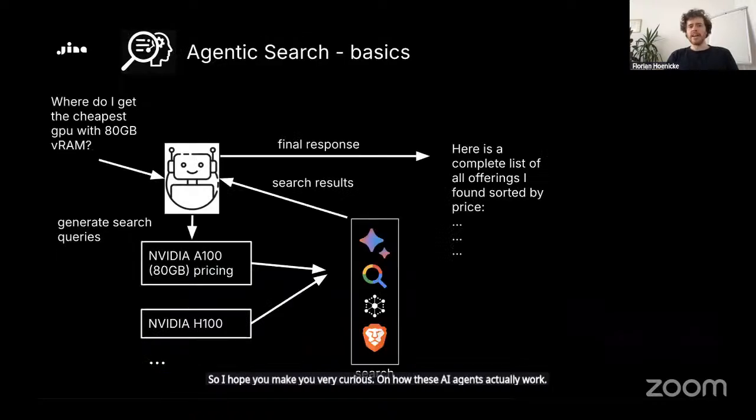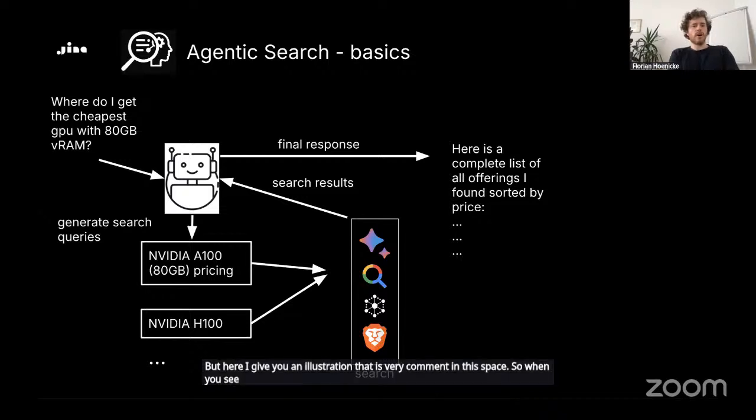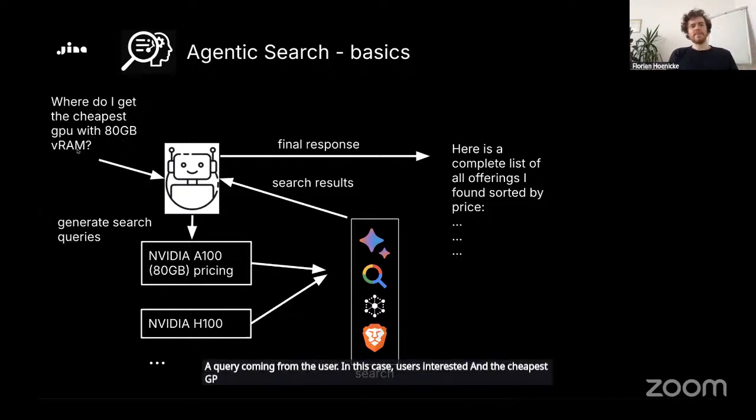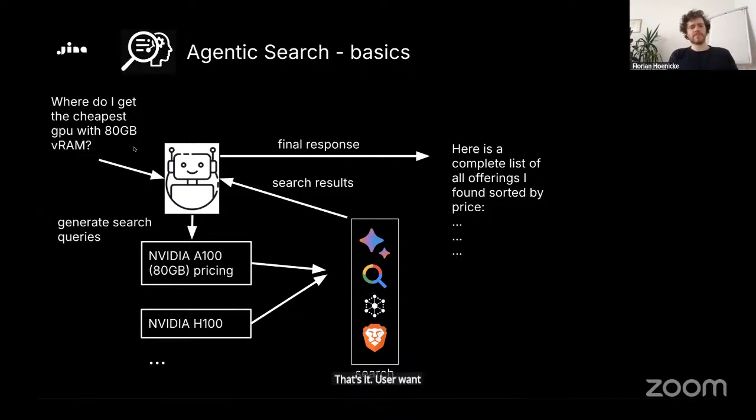Here I give you an illustration that is very common in this space. When you see a talk, you often see this kind of illustration where we have this friendly looking robot in the middle, and a query coming from the user. In this case, the user is interested in the cheapest GPU with 80 gigabytes VRAM. That's it. The user wants the cheapest one. And now the agent takes over the task.